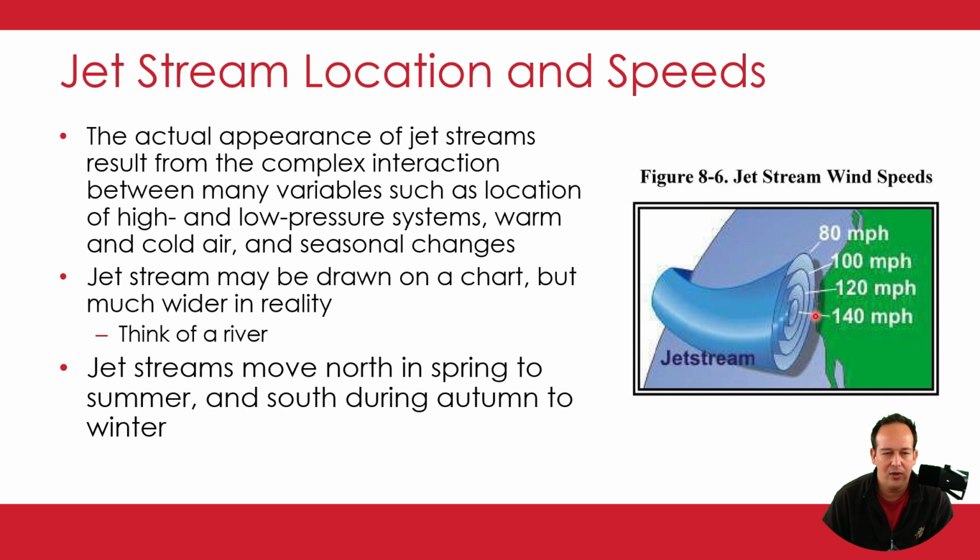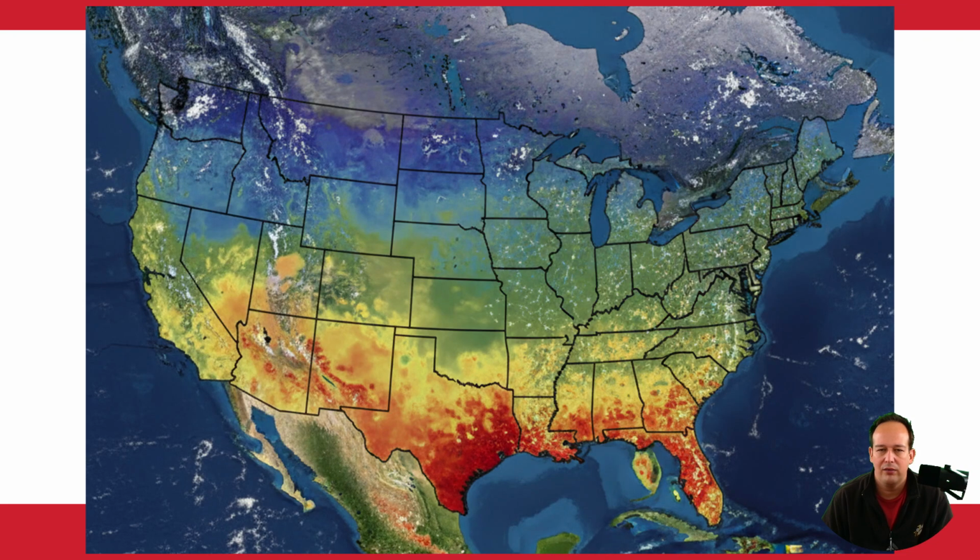Now, the jet streams move north in the spring to summer and south during the autumn to winter. All right, so let's look at this picture and try to understand why the jet stream is weaker in the summer and stronger in the winter, and why it moves from south to north or north to south. So let's say we're in the summer.